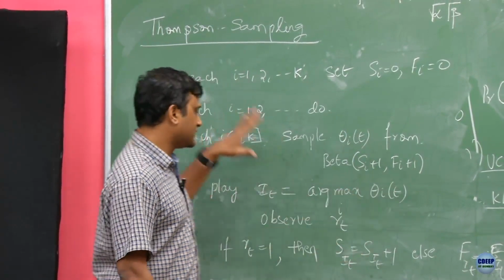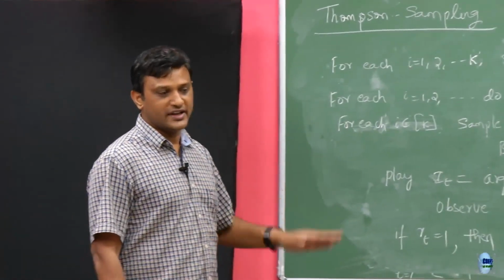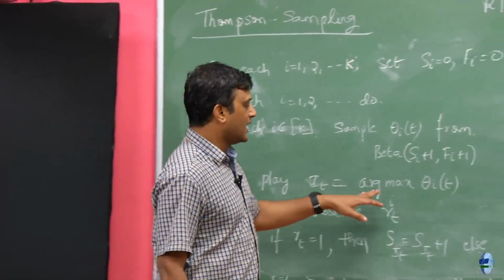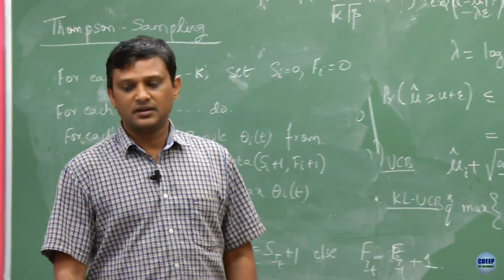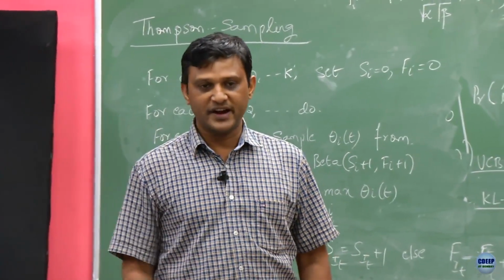And then it just repeats this process, every time playing the arm which gives the highest sampled reward from each of these beta distributions.